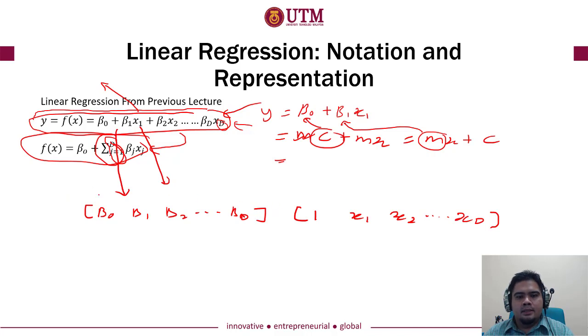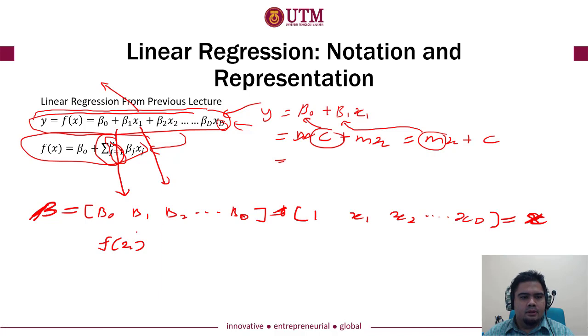One is a set of beta, another one is a set of your x. Okay, then one way you can do is, let's say this is your bold beta, and you assume this one is equal to your bold x. So in other words, you can represent it in this way.